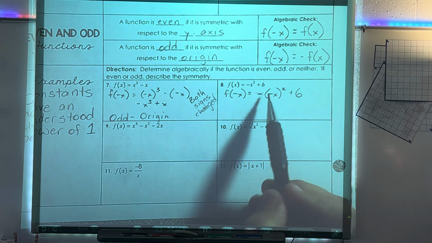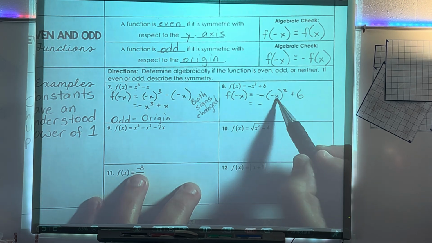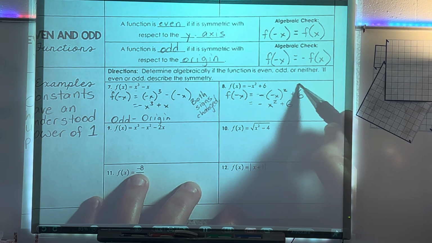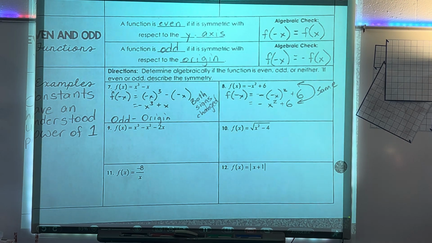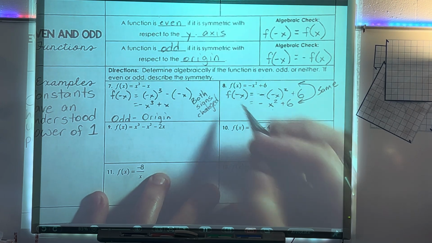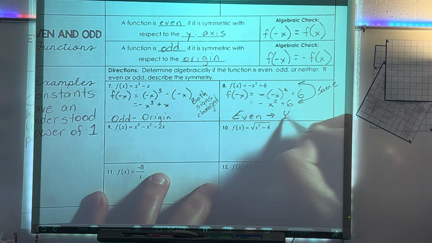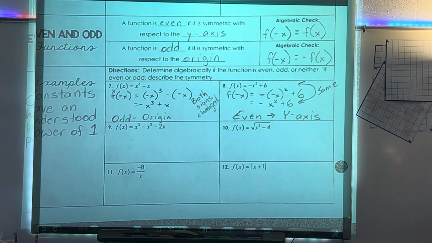So this right here stays, this becomes positive x squared, and this is plus 6. If we look, this one right here and the one up here are the exact same function. My 6 didn't change because there wasn't an x attached to it, so I didn't have to worry about the sign. If my original function and my new one are exactly the same, then it's even, which means I'm at the y-axis for my symmetry. We okay there?